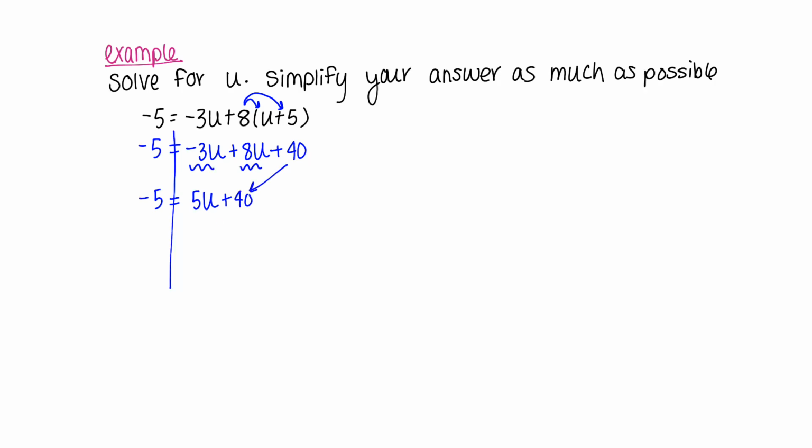To get the 5u alone, I am subtracting 40 on both sides. That will cancel those 40s out. Negative 5 minus 40 gives me negative 45, equal to 5u. To get u completely alone, we will divide both sides by 5. That cancels those out. Negative 45 divided by 5 gives me negative 9 equal to u, or u equal to negative 9.